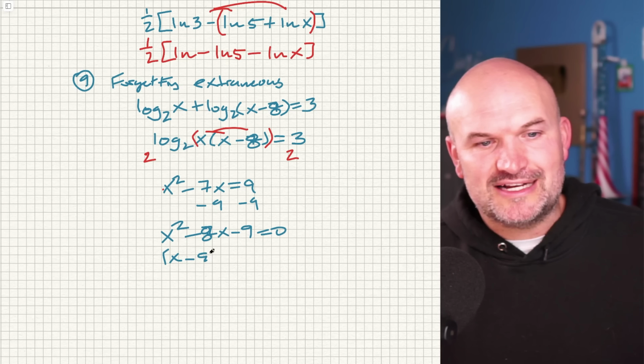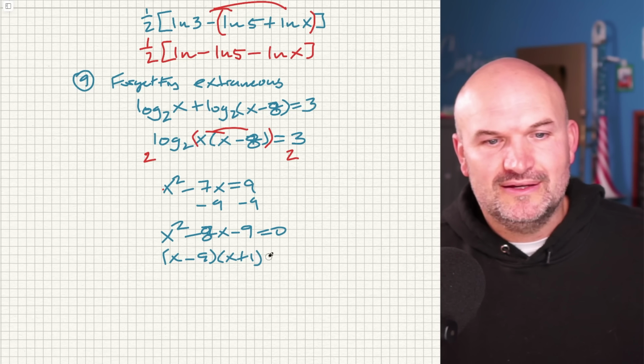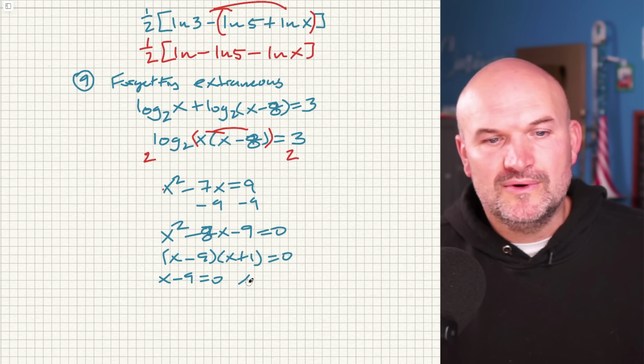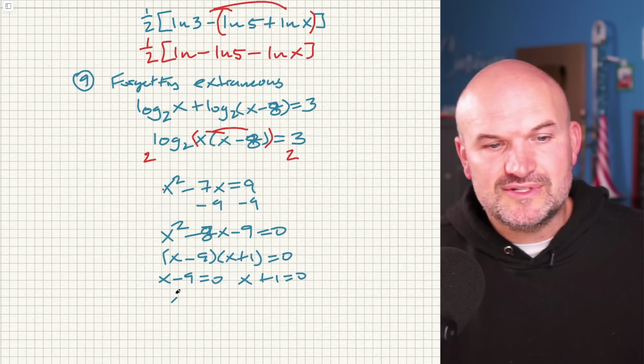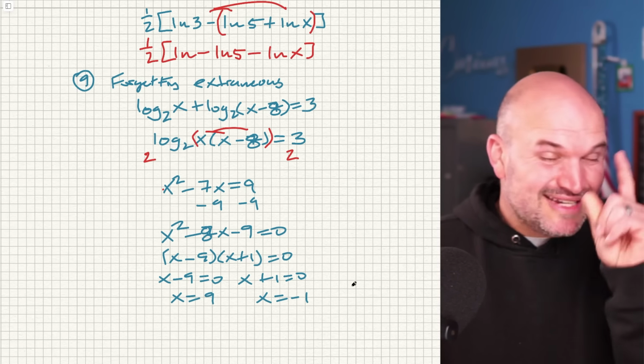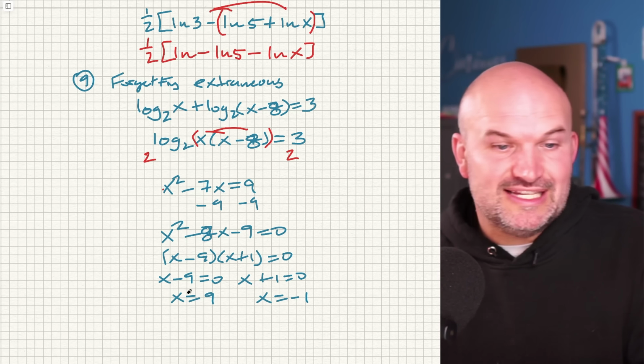Yeah, I can factor this. x minus 8 times x plus 1 is equal to 0. Apply the zero product property. x minus 8 equals 0. x plus 1 equals 0. So therefore, x equals 8 and x equals negative 1. So now what we need to do is these are the two solutions.